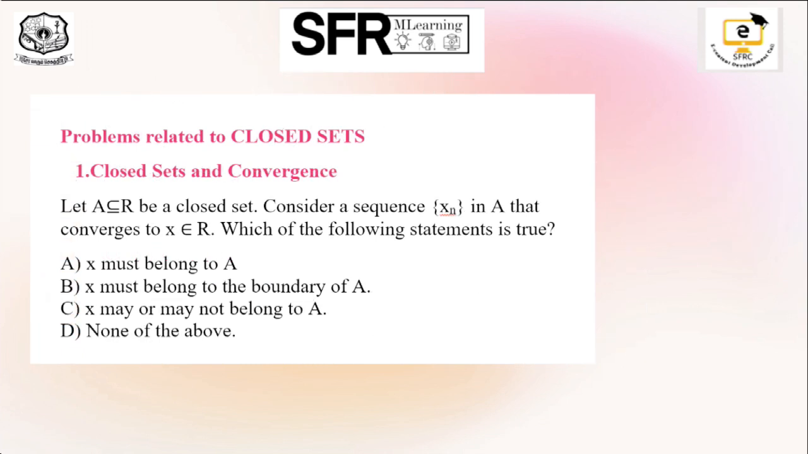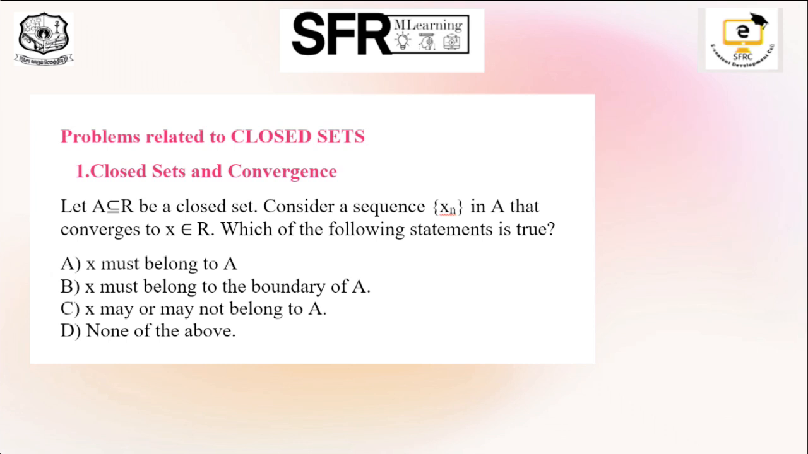Next we pass on to some basic problems related to closed sets. For the first problem, we have discussed the definition of a closed set and convergence of a sequence. Let us consider a set A contained in R which is a closed set, and consider a sequence x_n in A that converges to a point x in R. Then which of the statements is true? The first option A: x must belong to A. Second option: x must belong to the boundary of A. Third option: x may or may not belong to A. And D: none of these.